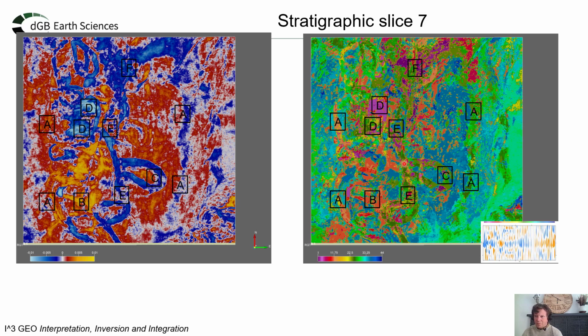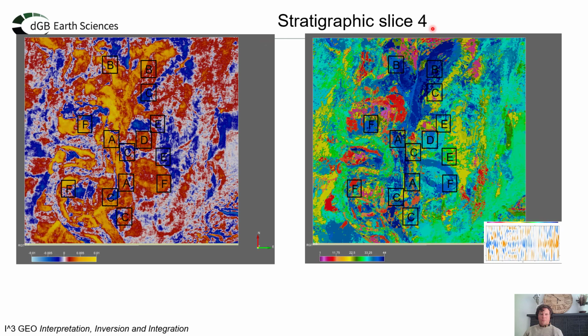Channel E terminates in a zone with a dendritic pattern indicated by F. Both features C, channel E, and the pattern here indicated by F have soft signatures and may represent good reservoir quality sand, possibly coarse-grained sand at the bottom of the channel sequence.